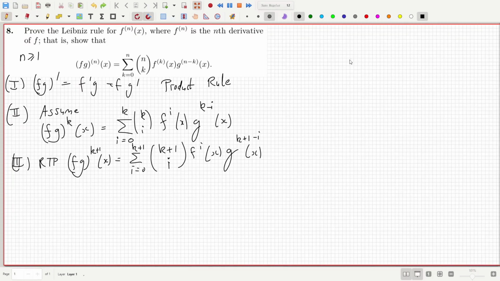Oh, I just got this started here. Step one, it's just a product rule. One derivative on a product gives you the product rule, which we know is true, so that's fine.